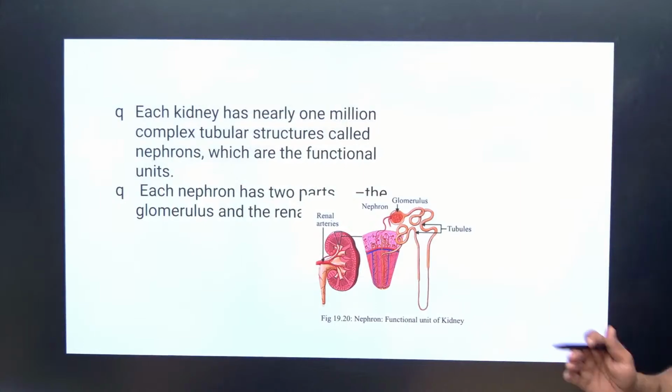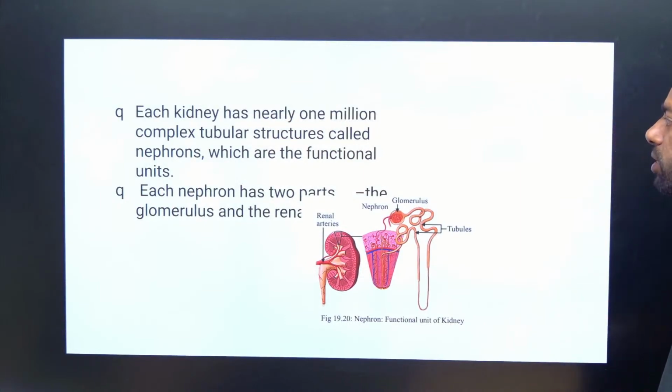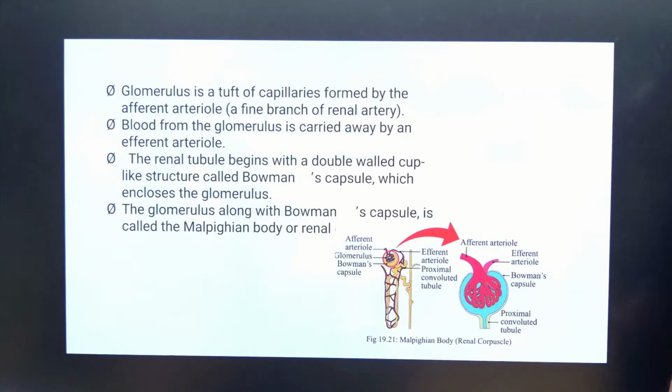Each kidney has nearly 1 million complex tubular structures called nephrons, which are functional units. Each nephron has two parts, glomerulus and a renal tubule. The glomerulus is the tuft of capillaries formed by the afferent arteriole, a fine branch of the renal artery. Blood from the glomerulus is carried away by the efferent arteriole. The renal tubule begins with a double-walled cup-like structure called Bowman's capsule, which encloses the glomerulus. The glomerulus along with Bowman's capsule is called the Malpighian body or renal corpuscle.